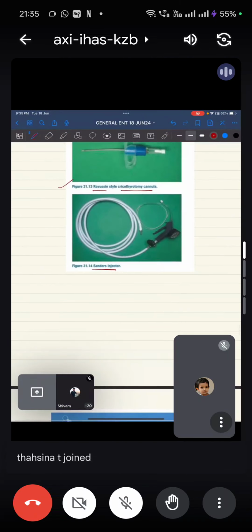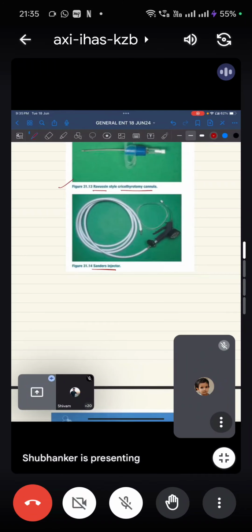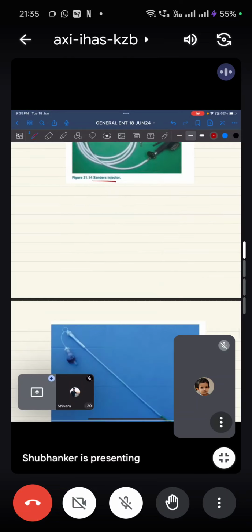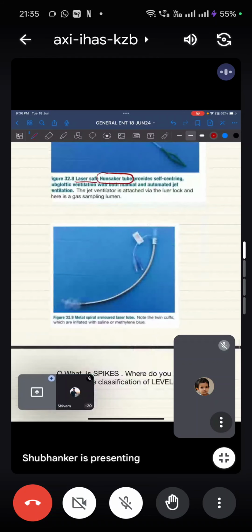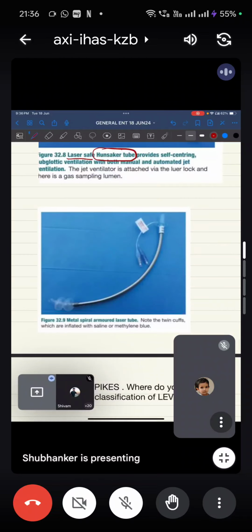ठीक है? So these are the two things: Ravusin style cricothyrotomy cannula, and second will be your Sanders injector. Please remember these images. ठीक है? Now again, third, this is your laser safe. This tube, whatever you like to pronounce it, Hunsaker tube, ठीक है? Please don't forget the image, and this thing will be your metal spiral armored laser tube.